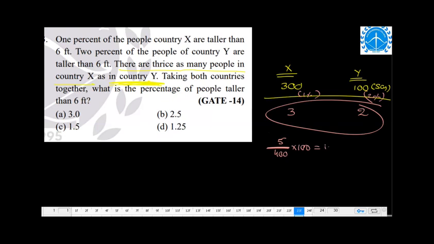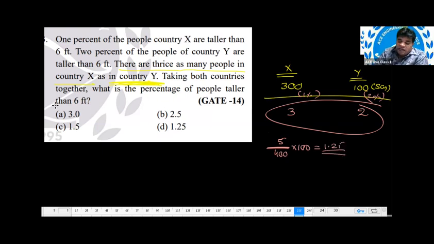What percent of people are taller than 6 feet overall? Taking both countries together, total 300 plus 100, 400. 5 people in total. So 5 by 400 into 100, answer 1.25.